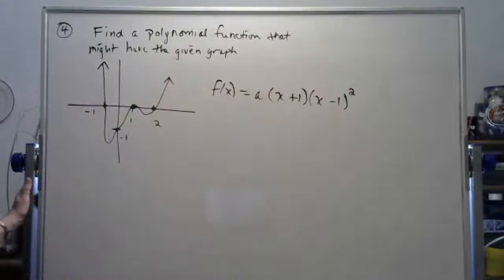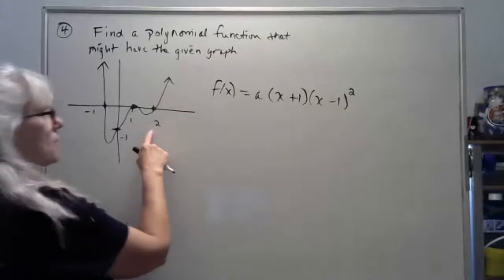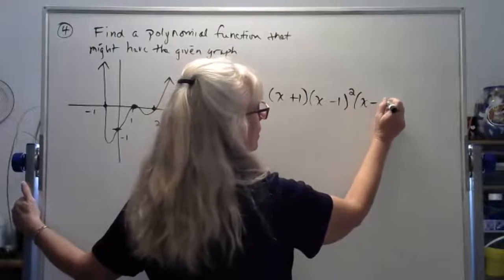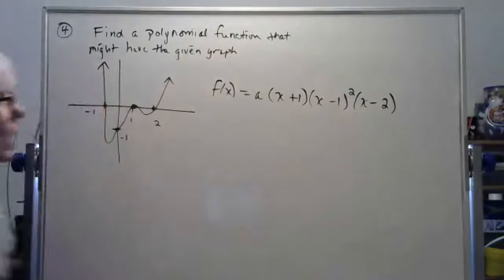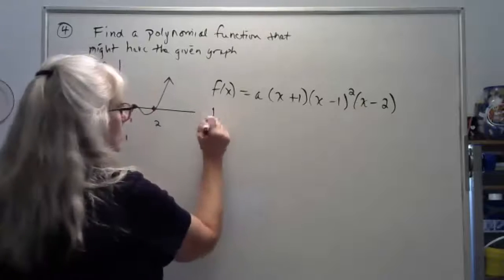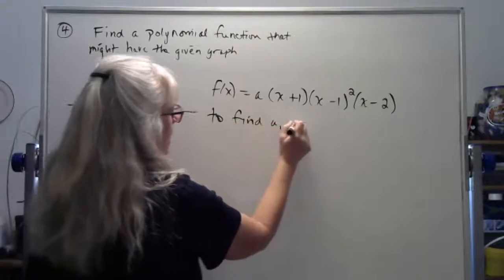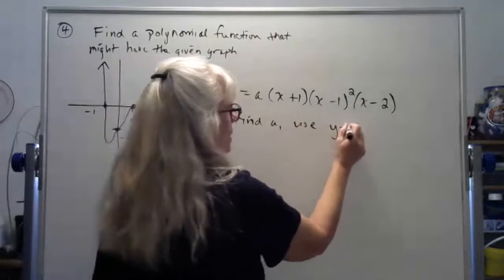Go for the easiest one. Don't make it harder on yourself. Okay, and then finally that 2 is going to come from what factor? X minus 2. Beautiful. Okay, so all we have to do is find a, and to find a, we're going to use the y-intercept.